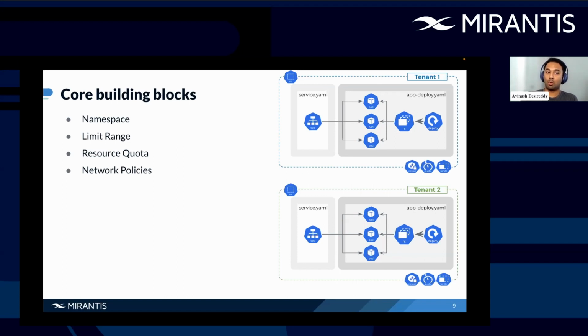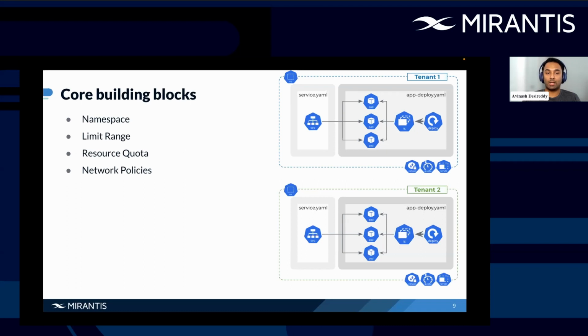But how can we make it more secure? For example, if we have tenant blue and tenant green, and we don't want tenant blue to view or manage resources in tenant green, we can achieve that by setting up different access controls, like role-based access control, and also with the help of network policies.